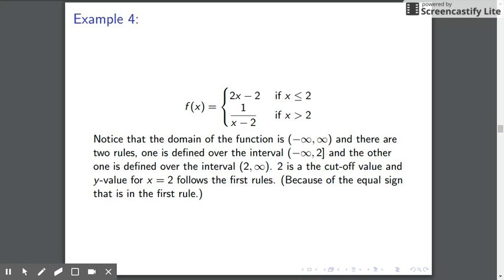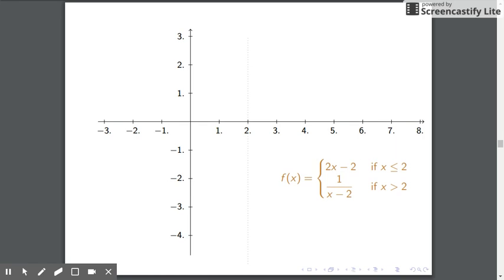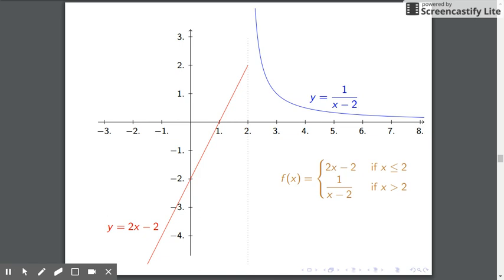Now, here's an example where you don't see an empty circle but you see the full circle. The rule of the function is 2x minus 2 for x less than or equal to 2, and it's 1 over x minus 2 for x bigger than 2. Again, the cutoff is 2, and the entire negative infinity to infinity is the domain. Put the cutoff vertical line at 2. Draw this function on the appropriate side, draw the other function on the appropriate side, and then the filled circle should be on the other side, so put it in there.